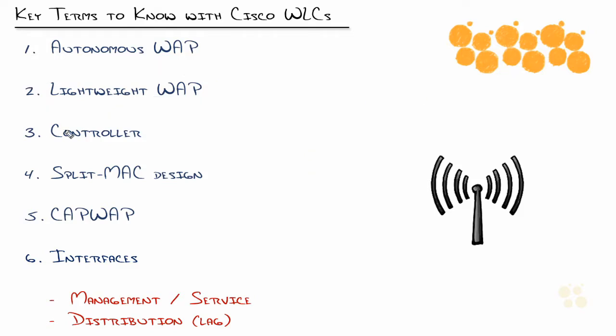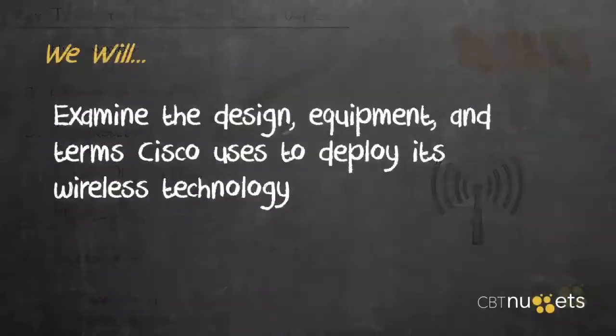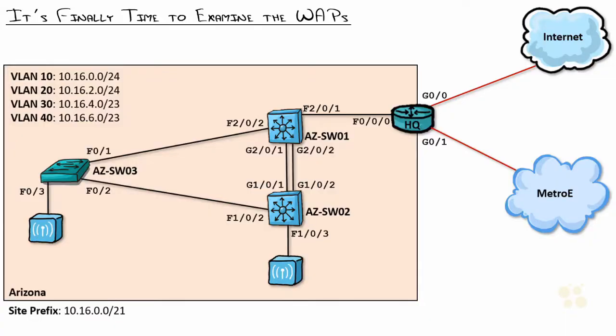So you've seen now 3 terms already: autonomous, lightweight, and controller. This, and probably these first 4 all kind of go hand in hand, describes how the controllers and the lightweight access points, sorry if that's confusing, I'm saying controllers, I'm pointing to the wrong one, the controllers and the lightweight access points function. A split MAC design, hang on, let me get to the right slide here. A split MAC design means that I'll attach my controller. Let's just say I'll plug this into fast Ethernet 0 or 2/0/10, right?